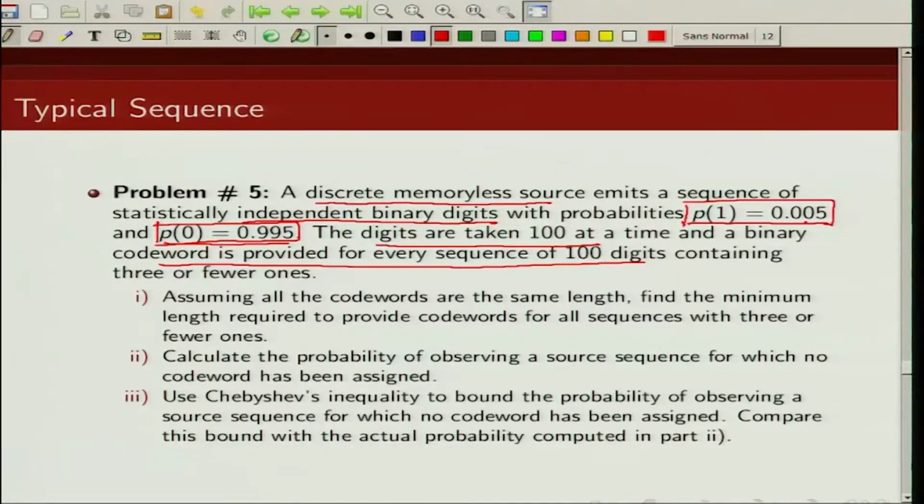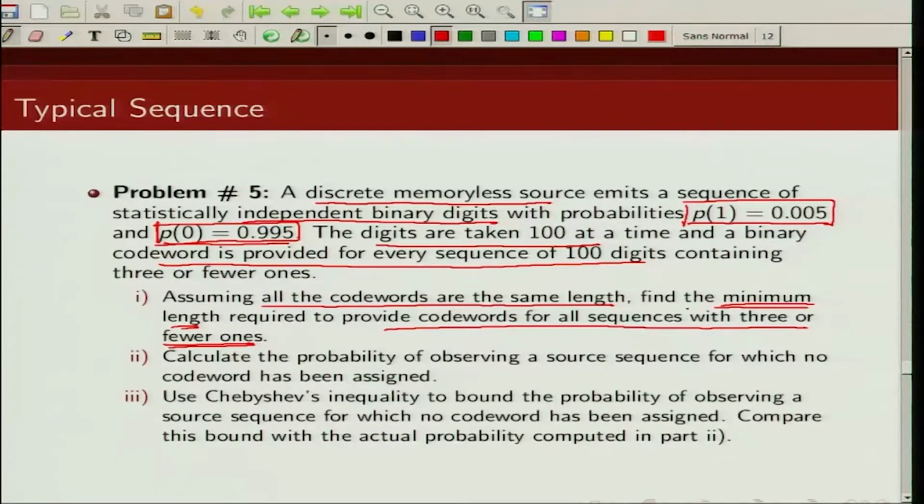We are taking 100 bits at a time and assigning a code word. Now, assuming all code words are of the same length, find the minimum length required to provide code words for all sequences containing 3 or fewer ones. Clearly, the most typical sequences which come out of this source are going to be the ones containing mostly zeros. So we are providing code words to all sequences which have 3 or fewer ones.